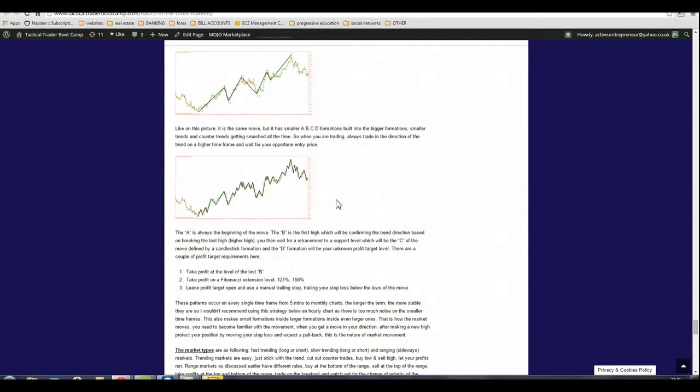There is a few things we've got here that you can use for your take profit rules. Number one is take profit at the level of the last B. So the last high that I made, you should be using this for your analysis to make sure that your profit targets are within your criteria for your money management.